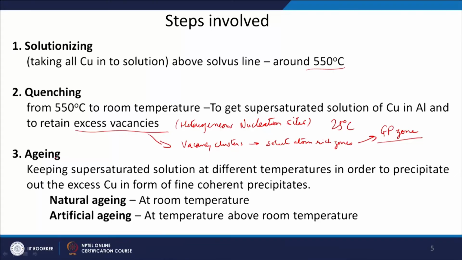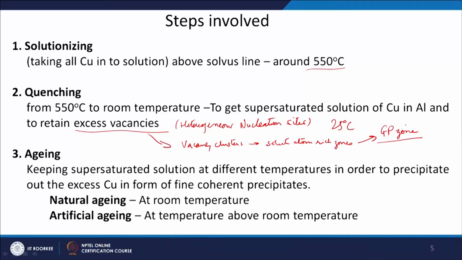Now we want to go to the next stage, and for that we do the aging process. What is aging? Keeping the supersaturated solution at different temperatures in order to precipitate out the excess copper in the form of fine coherent precipitates, okay. So basically these GP zones are formed now, okay. Now we will take this to a high temperature, okay. So aging will involve the formation of GP zone also. First step will be the formation of GP zone, and from this GP zone you will form other coherent precipitates. Coherent we have not discussed till now, okay.